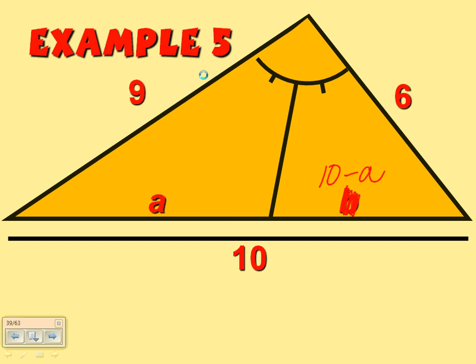Okay. I want someone to tell me what's the proportion I could possibly write for this now. Jake: A over 9 equals 10 minus A over 6. Good. I'm going to go top to bottom. 9 over A equals 6 over 10 minus A. So go ahead and solve that.